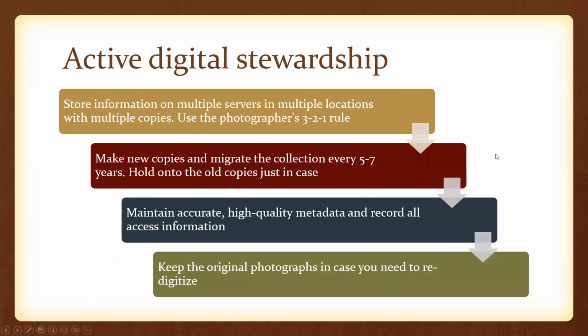So the first step of active digital stewardship is to make sure that you always have plenty of backups in case of a digital disaster, and keep at least one backup option in an alternate location far away, in a different building, in case of a natural physical disaster. Experts recommend that you make multiple backup copies of your digital collection and store the copies in multiple formats in multiple locations. An easy way to remember this is the photographer's 3-2-1 rule, which is make 3 copies, save the copies on at least 2 different storage devices, and save 1 in a different physical location.